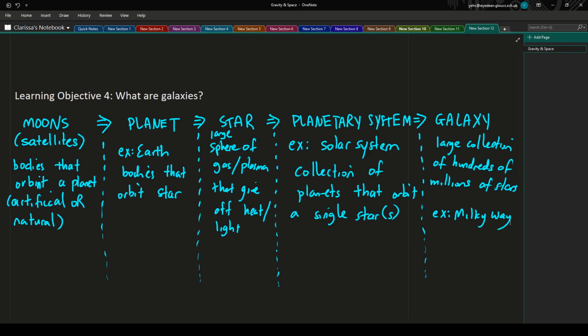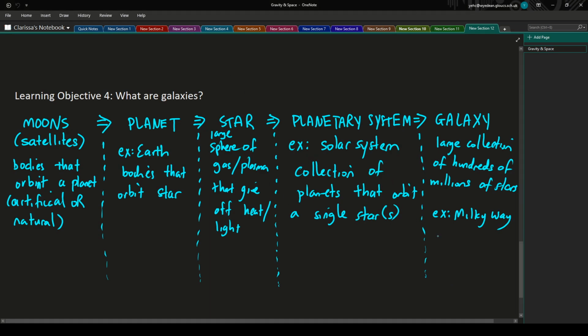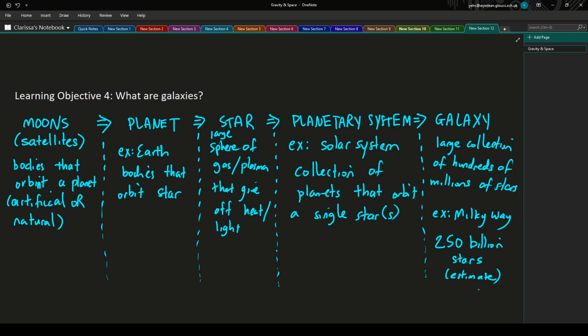Just to put this into perspective, in our Milky Way, in terms of how many stars, so other suns there are, people approximate it to be approximately 250 billion stars as an estimate. So scientists estimate that in our Milky Way there are 250 billion stars. Now this isn't even as far as it goes because you can have hundreds of millions of galaxies and they all then form the whole universe. So the universe is as big as we go.